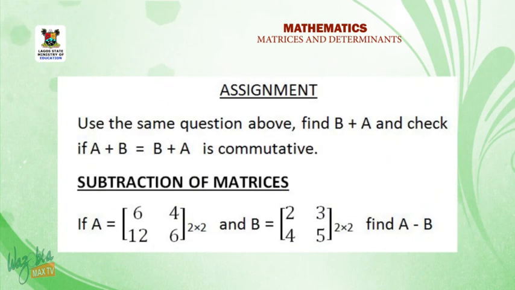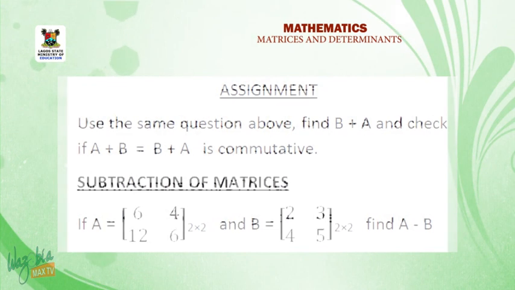Assignment. Find B plus A and check if A plus B is equal to B plus A, that is, commutative. Subtraction of matrices. If A is equal to matrix 6, 4, 12, 6, and B is equal to matrix 2, 3, 4, 5. Find A minus B.